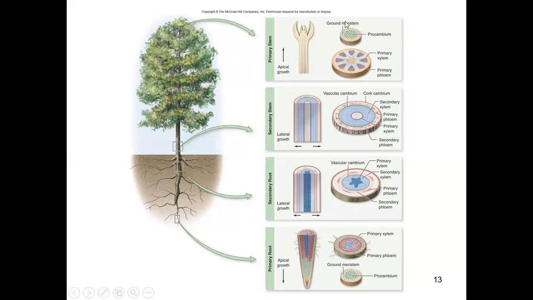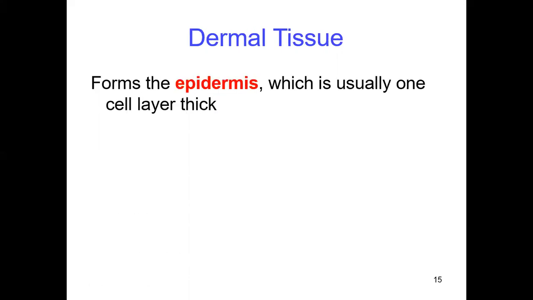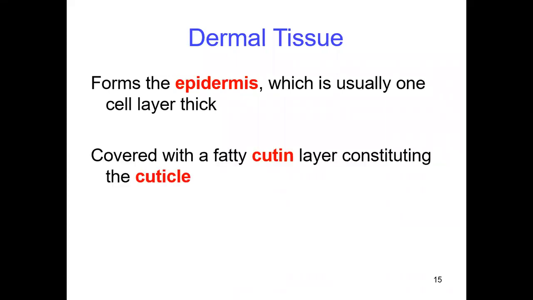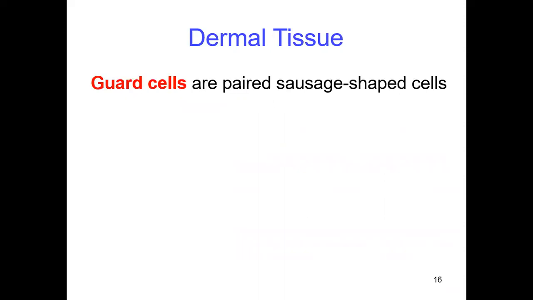This growth is due to these meristematic cells. So these are the different organs. These are the different parts here. So plant tissue, as I mentioned earlier, plants contain three types of tissue: the dermal, ground, and vascular. So we already studied yesterday the epidermis, the dermal tissue system, which is only one cell layer thick, covered with a fatty coating. The layer consists of cuticle, and contains special types of cells like the guard cells, trichomes, as well as the root hair.